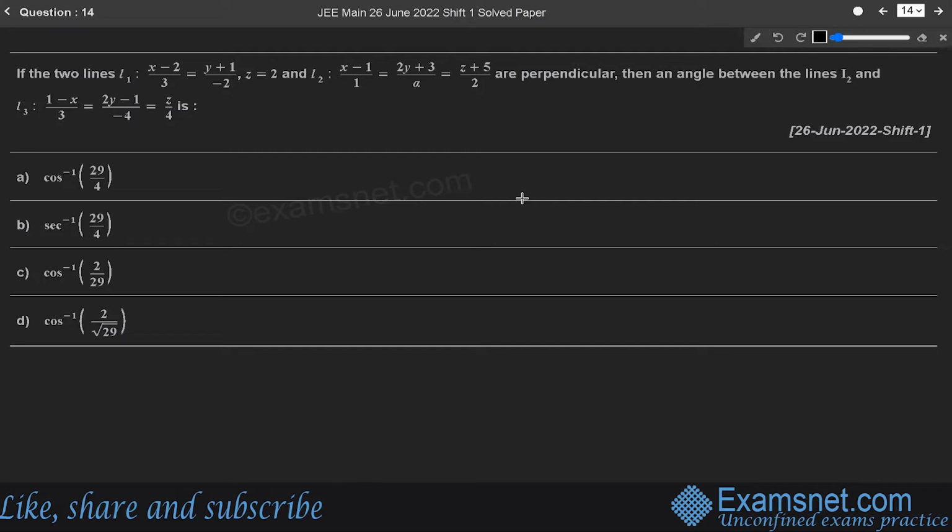It is given that both the lines L1 and L2 are perpendicular. So, 3 × 1 + (-2) × (a/2) + 0 × 2 is equal to 0. It implies that a will be equal to 3.